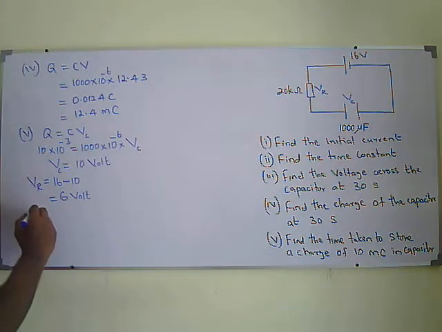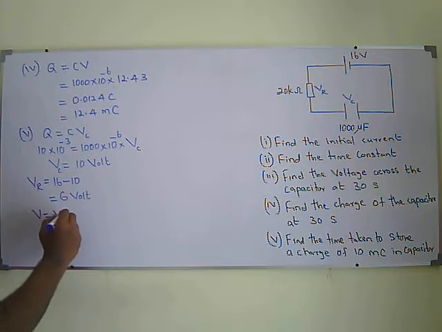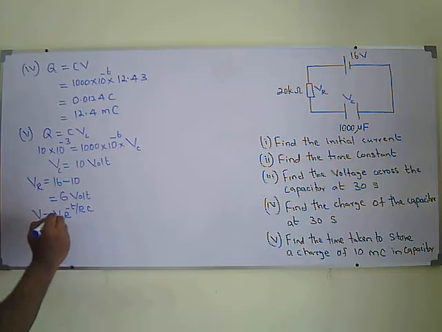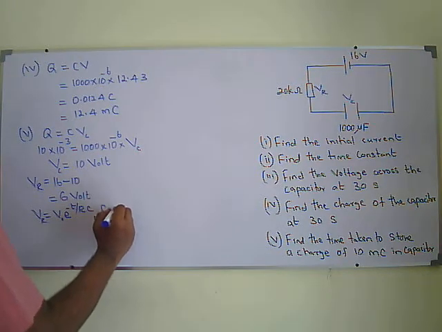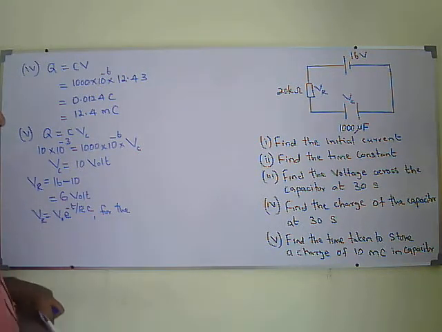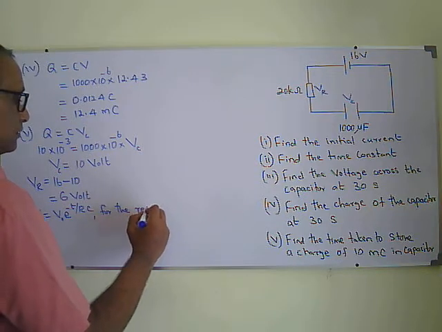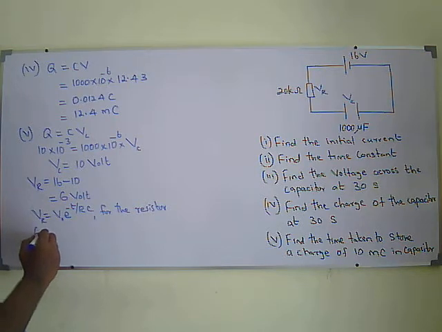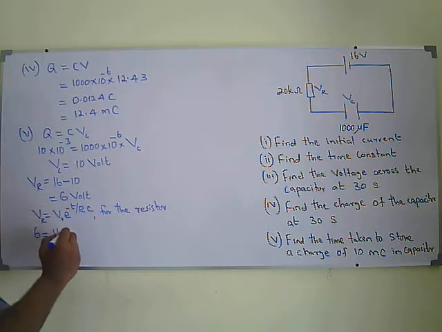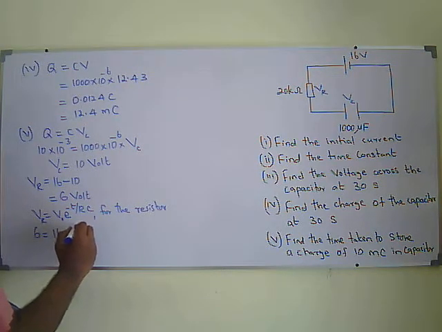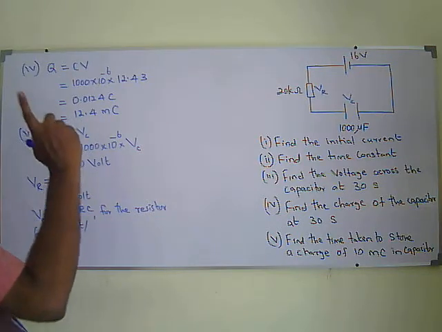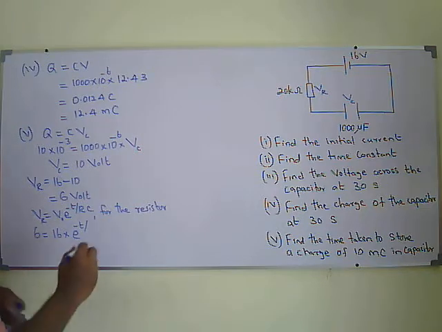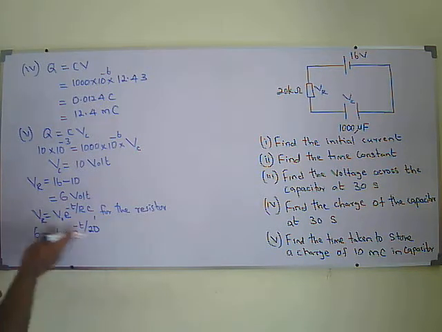So I'll use the equation V equal V naught e to the power minus T over RC. I can use VR for the resistor, for the total resistance. So VR should be 6. V naught was 16 initially. e to the power minus T over RC, we found the time constant in the previous part as 20 seconds. Okay, we need to solve it.